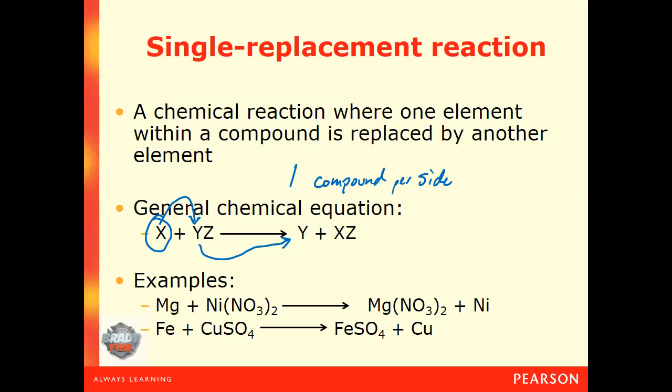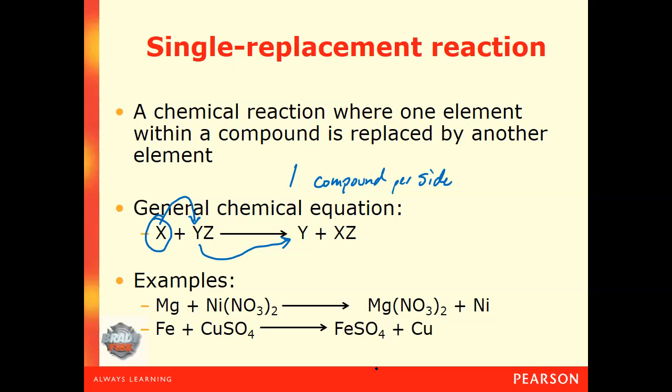So if we look at our examples here, we've got the compound nickel(II) nitrate. Magnesium kicks out the nickel, makes magnesium nitrate and nickel metal. We've got iron and copper(II) sulfate. The iron kicks out the copper, makes iron(II) sulfate and copper metal.